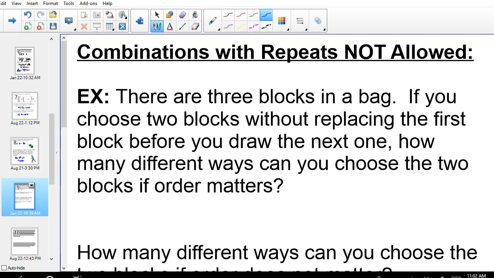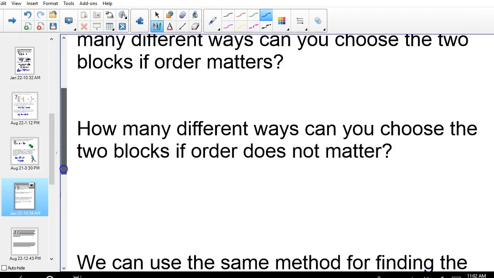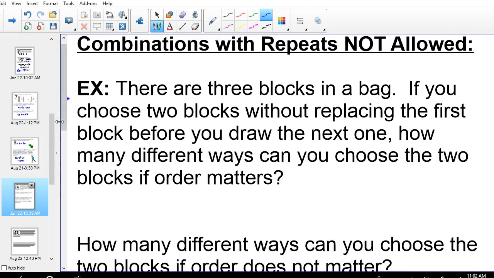So there are 3 blocks in a bag. You choose 2 blocks without replacing the first block before you draw the next one. How many different ways can you choose the 2 blocks if order, hold on, I should say does not. Oh, wait, no. If order matters. Yes, I do mean this because the next part's going to ask you. Let me read and make sure. Okay, so this is not a combination. This is a permutation. So let's assume order matters.